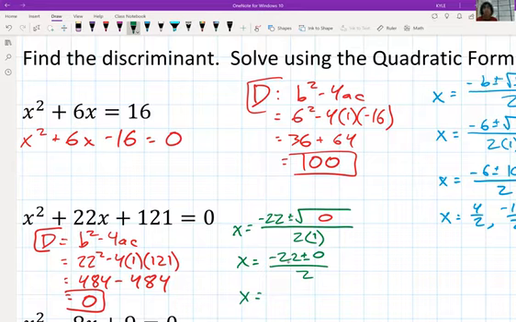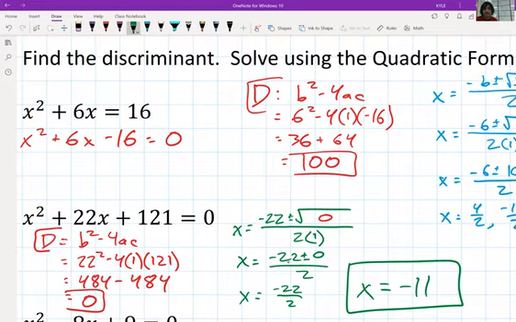Negative 22 plus 0 is negative 22, so negative 22 over 2. But think about it, negative 22 minus 0 will be the exact same thing, right? So here's one of our equations that only has one solution. And if we simplify it, it looks like negative 11. We didn't do the second solution, because plus 0 or minus 0 is not really going to change anything. So x equals negative 11 there.